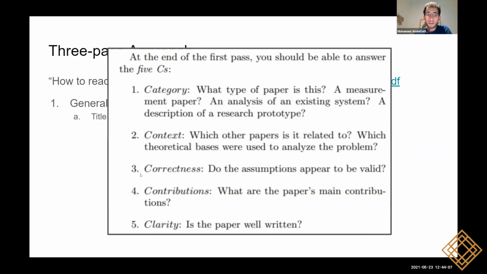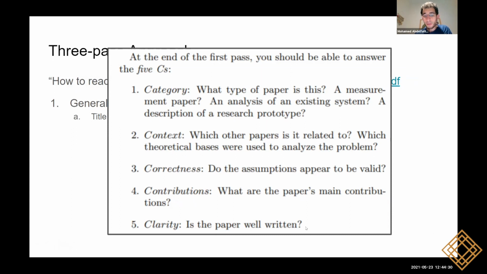but basically the conclusion will tell you what the conclusions of the paper are, what the authors arrived at, and you now skim the paper and you know a bit about how the paper is formulated. So do the assumptions appear to be valid? You should ask yourself that question. What are the paper's main contributions? Obviously, you can typically get that from the abstract.